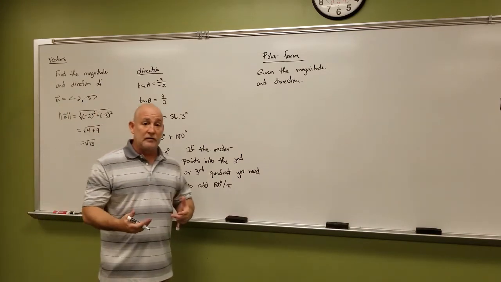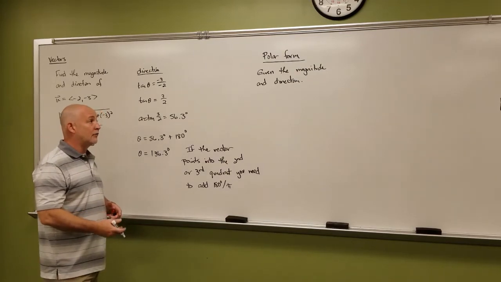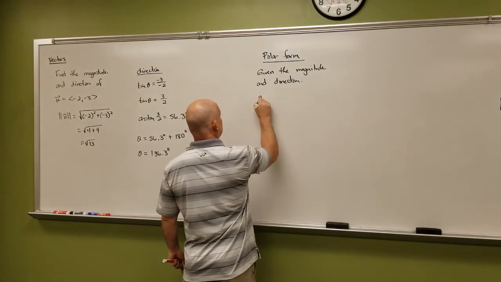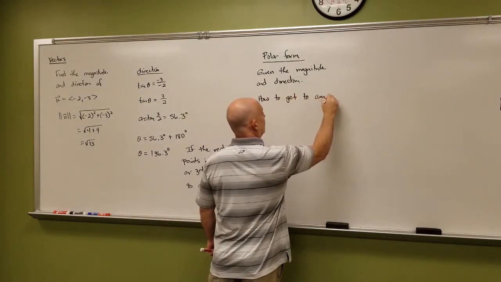Unfortunately, doing arithmetic in polar form is very, very difficult. So what we want to do is go from polar form to component form. So, how to get to component form.